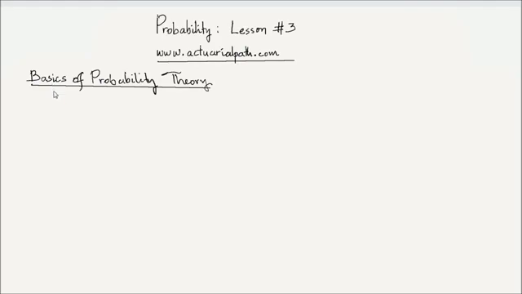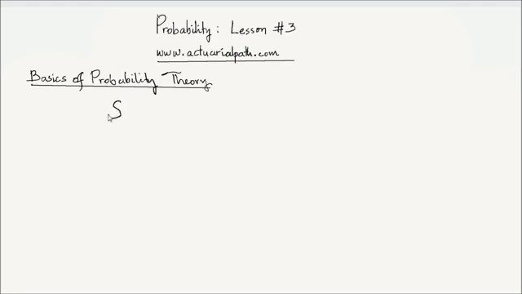In this lesson, we assign probabilities to the events and compound events that we studied in the second lesson. So that's what we mean by basics of probability theory. In fact, we're going to outline some rules of assigning probabilities to the events that we studied in lesson number 2. So in lesson number 2, we studied sample spaces, events, and compound events.